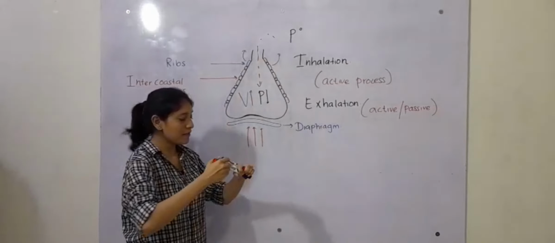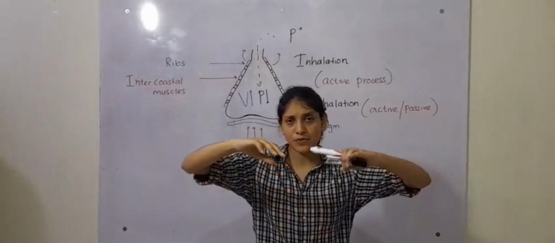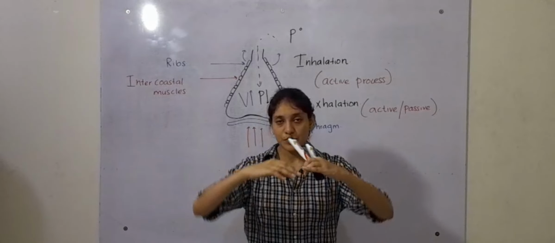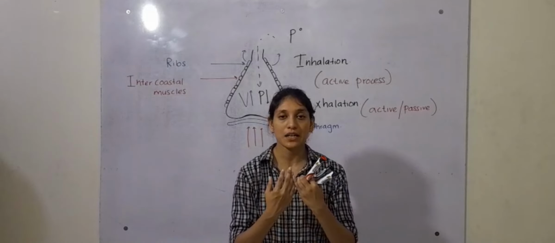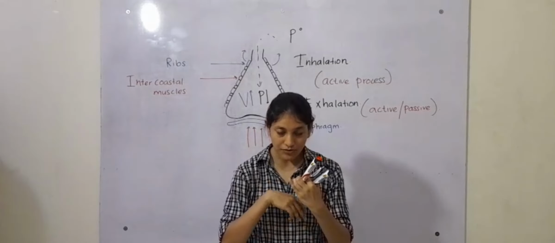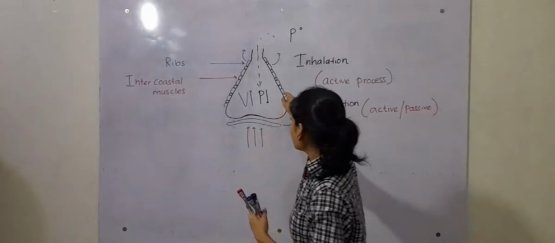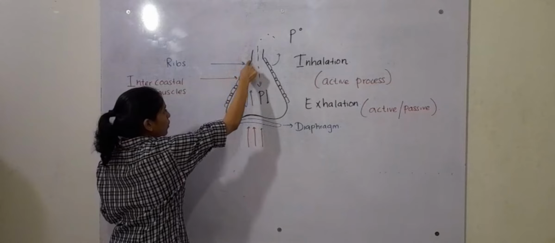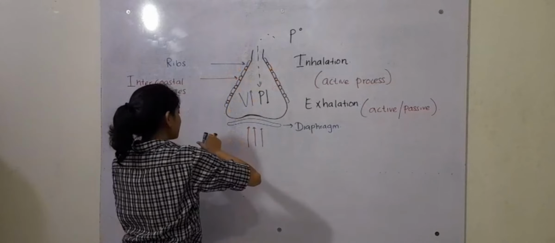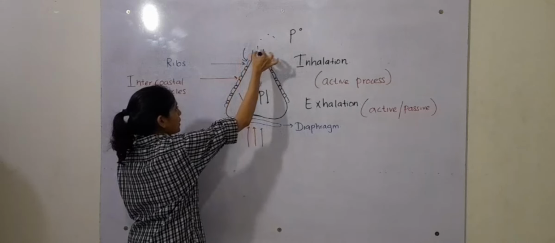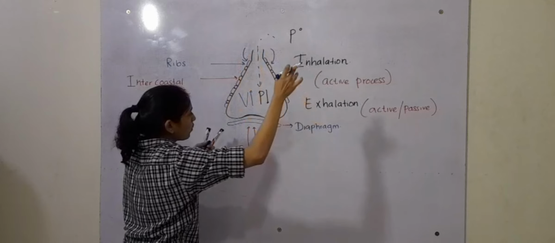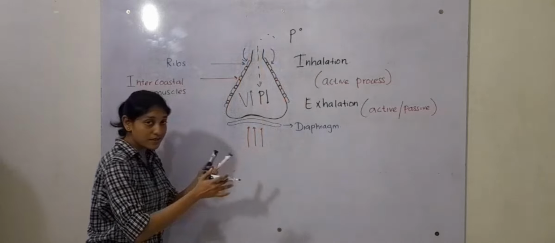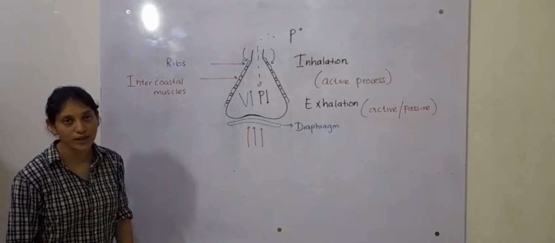Then what happens, people? The ribs will gain their original state. They will reduce in size as the ribs move downwards and your sternum comes back. So the size of the cavity decreases. Your intercostals relax so that the ribs move down and come into their original state. Then the sternum will move backwards, people, reducing the size of the lungs, reducing the size of the thoracic cavity.